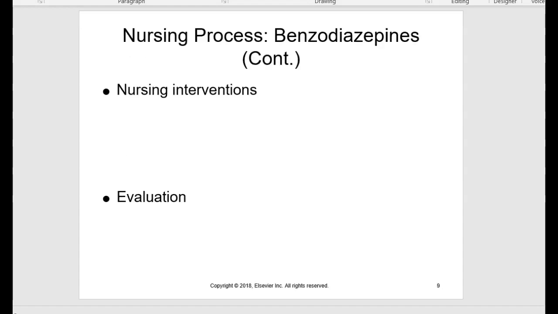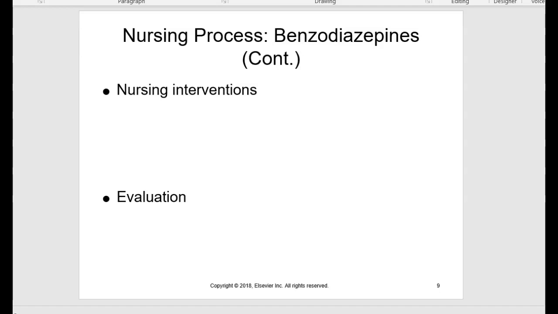If we fast forward to nursing interventions, we want to monitor vital signs, especially respirations and blood pressure. Again, benzodiazepines, the chapter that we're dealing with, are depressants. So it's going to turn down the body, so our respiratory rate may decrease, our blood pressure will decrease, and we're going to want to be monitoring those to make sure it doesn't become problematic for our patient.